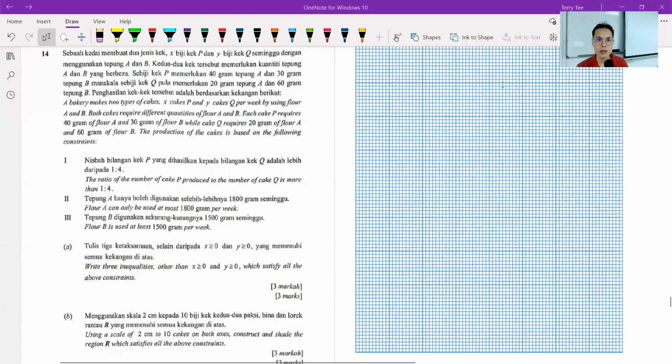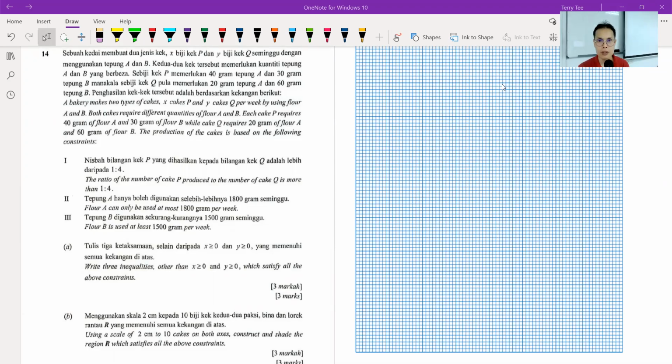Okay, question number 14. So here we have a bakery that makes 2 types of cake, X cakes of P and Y cakes of Q per week, using flour A and B. Both cakes require different quantities of flour A and B. Each cake of P requires 40 grams of flour A and 30 grams of flour B. Maybe I list out like this.